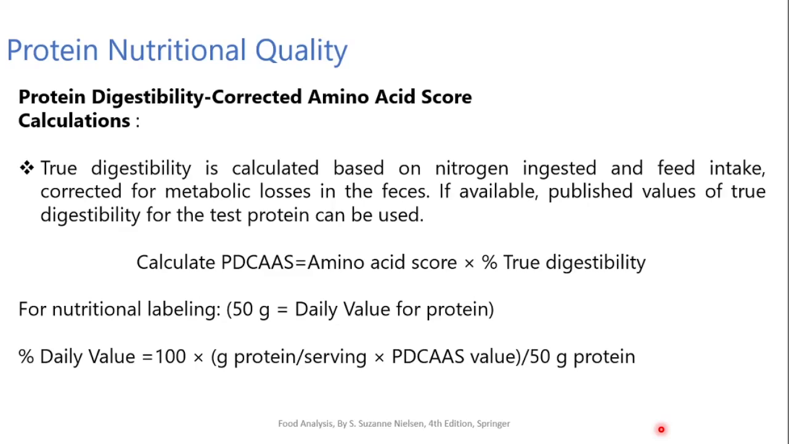So for the nutritional labeling, a 50 gram daily value of the protein is provided. So the percentage of daily value equals 100 times grams of protein per serving times PDCAAS, that is protein digestibility corrected amino acid score, divided by the 50 grams of protein. So this is the percentage daily value.